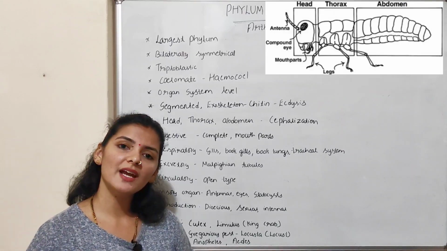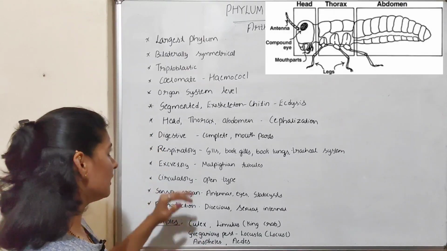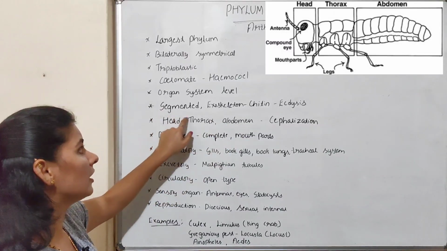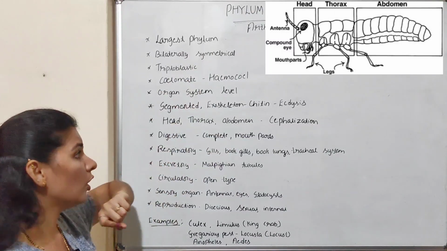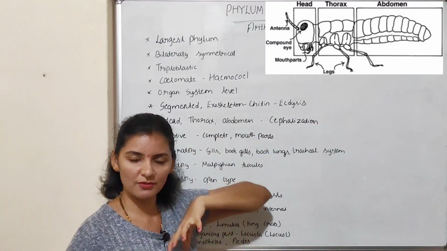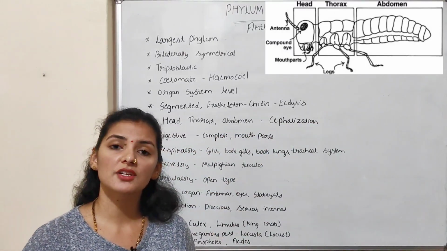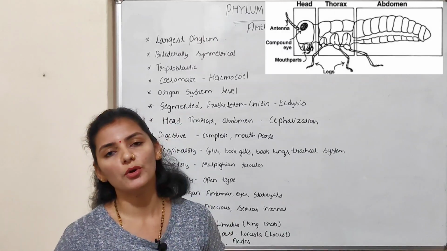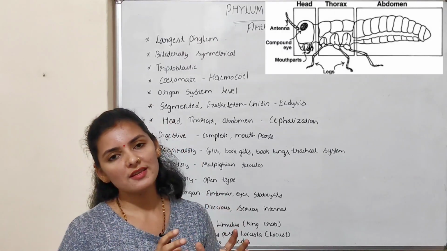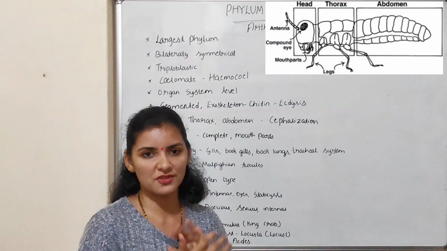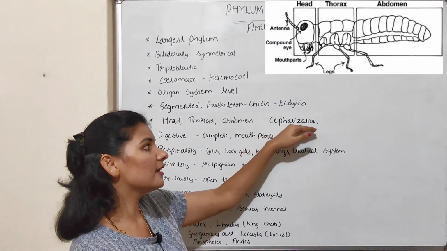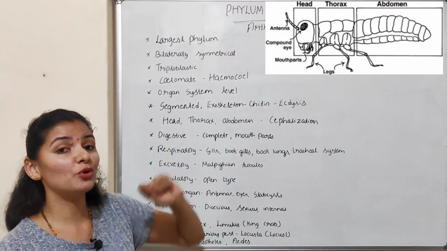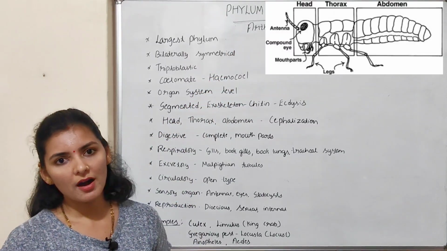The body of this organism is divided mainly into three parts, that is head, thorax and abdomen region. They have a well developed head, or they show a high degree of cephalization. What do you mean by cephalization? It's a process of differentiation of the anterior part of the body into a head, where sensory organs and nervous tissues are concentrated. So a high degree of cephalization, or well developed head, is an important character of arthropods.